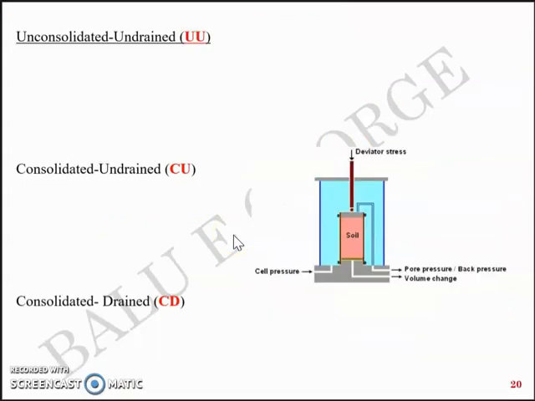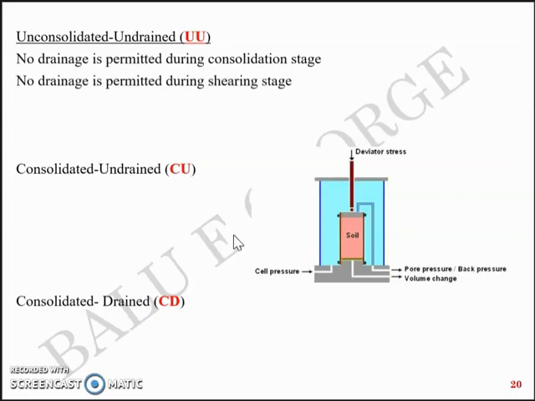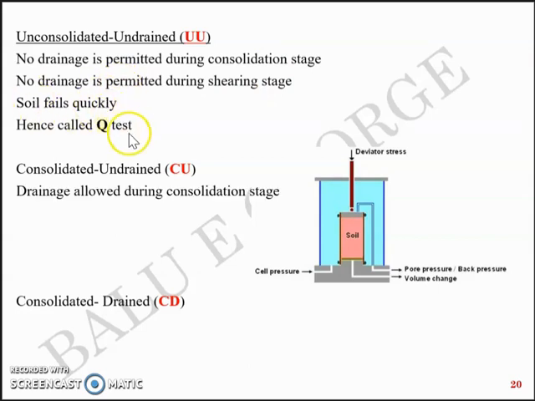Now UU test, unconsolidated, undrained, means that no drainage is permitted during the consolidation stage and no drainage is permitted during shearing stage. So we have two stages, consolidation stage and shearing stage, and in neither of these stages you allow water to pass out. So which means that soil fails quickly, and it's called a Q test because it fails quickly.